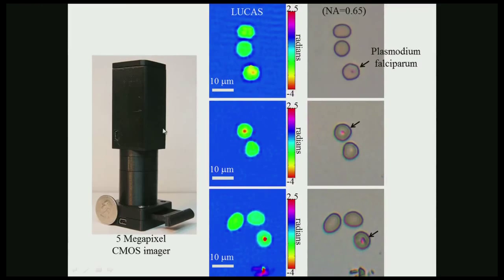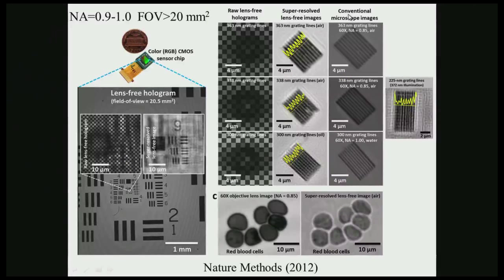As a result of this, even using a very old generation CMOS imager, this is a 5 megapixel imager, you can create a field portable design, maybe 150 grams total, that can have deeply sub-micron resolution and resolve features. In this case, these are thin smears of red blood cells, and these are malaria parasites infecting the blood cells, which can be reconstructed with these kinds of microscopes over very large fields of view.